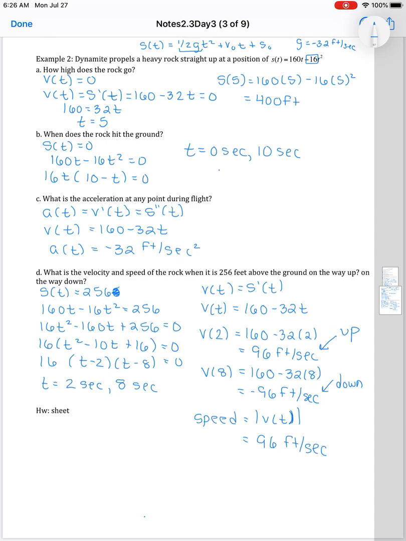And then I'm going to do v of 8, same equation. 160 minus 32 times 8.